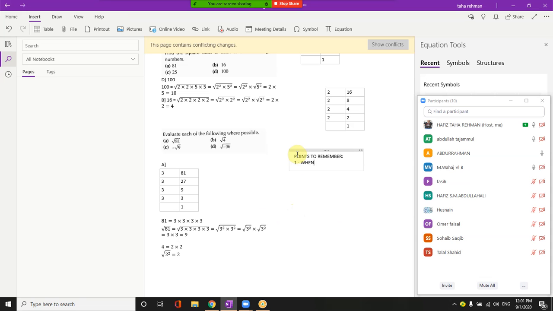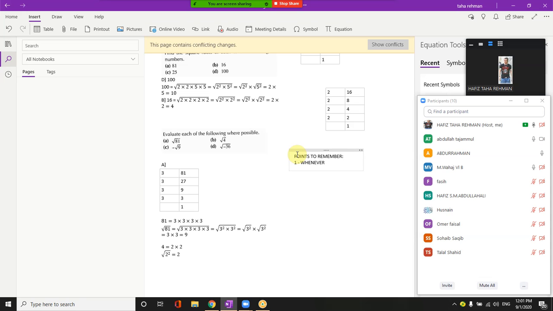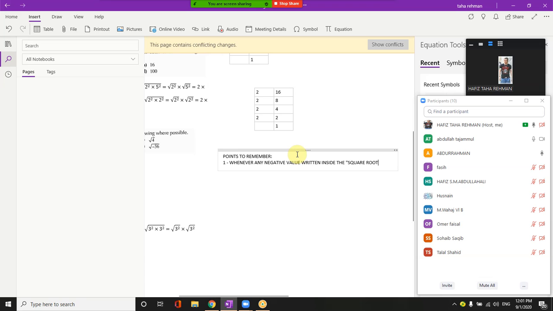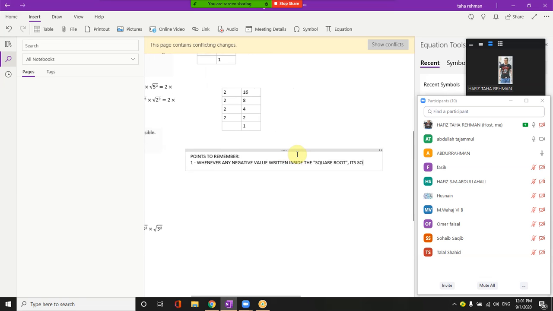Number 1. Whenever any negative value is written inside the square root sign, its solution is impossible. Keep this thing in your mind.